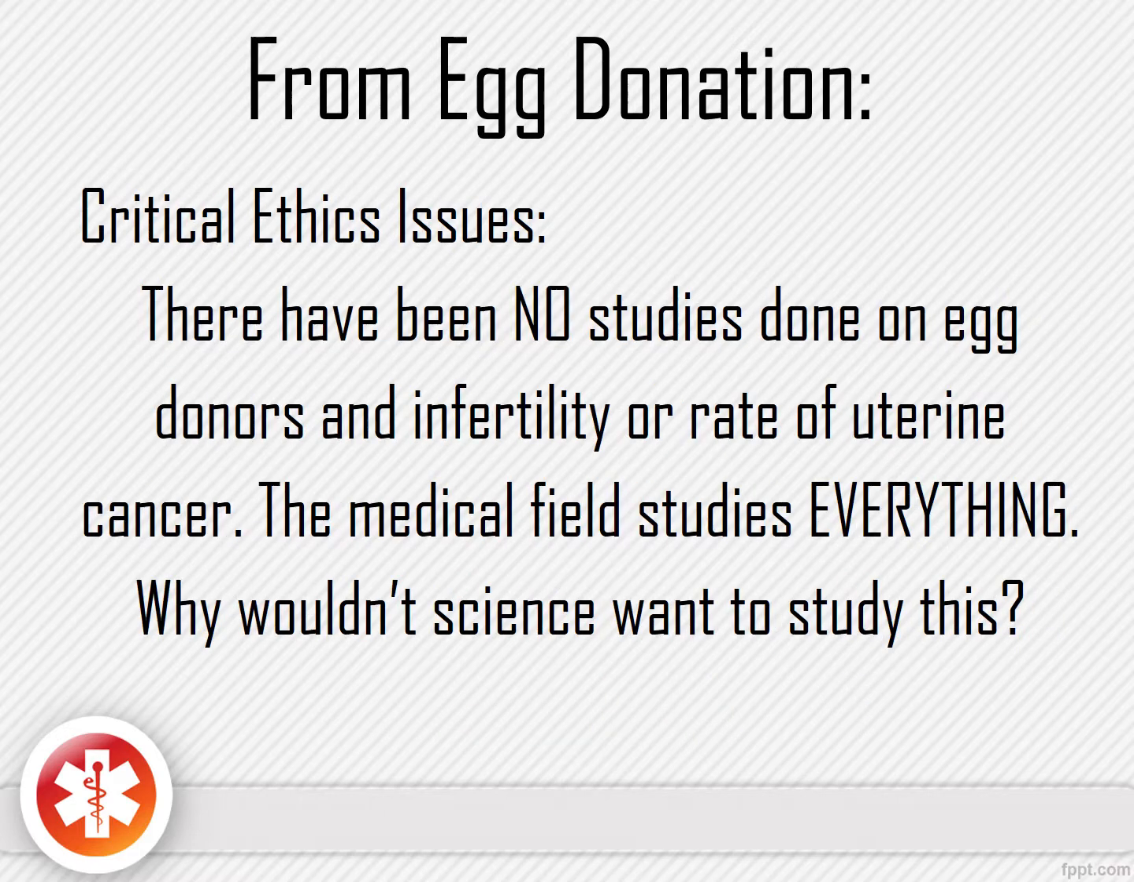It also brings up the issue, in the reading, they talk about there are concerns and there are individuals who have donated eggs later in life who were infertile, developed uterine cancer, a lot of testimony toward that end, but there have been no studies that have been done on egg donors in regard to later infertility in life, if they run a risk of higher rates of infertility, or if they run a risk of higher rates of uterine cancer. Now, the medical field studies everything. So why wouldn't science want to study this?